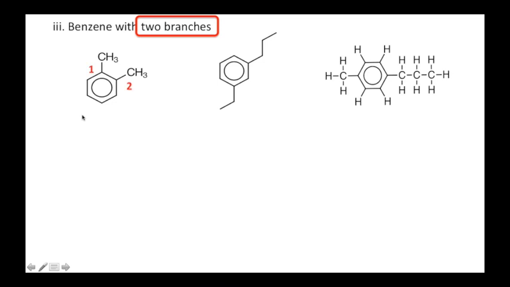Okay, we'll have to go 1, 2, or we could have gone 1, 2 the other way. It's going to come out the same. 1,2-dimethylbenzene, and don't forget that prefix, di. Great. What would you name that one? Well, there's a propyl, there's an ethyl, so let's go alphabetically. 1-ethyl-3-propylbenzene.